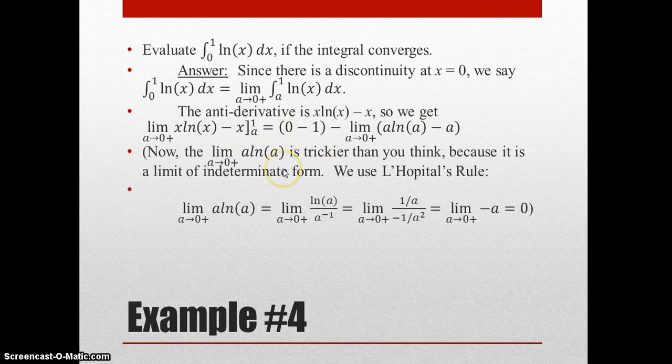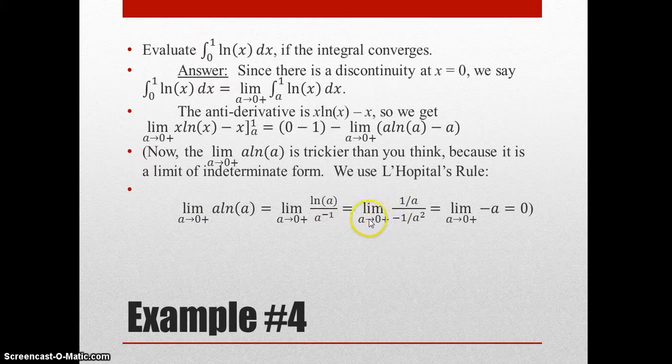So we use L'Hopital's rule. If you remember, we did that a couple days ago. The limit as a goes to 0 from the right of a natural log of a would be the limit as a goes to 0 from the right of natural log of a over a to the negative 1. That's the trick we talked about, where we write one portion of our product in the denominator.